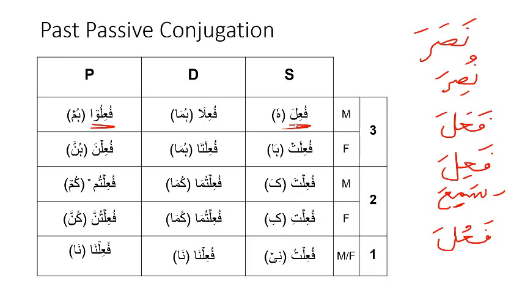But when we have the passive tense, we will always have this form fu'ila. So the passive tense of nasara would be nusira. The passive tense of sami'a would be sumi'a. The passive tense of karuma would be kurima. So the point is, no matter what form the active tense verb has, the passive will always have the form fu'ila. The first letter has the dhamma, second letter has a kasra, and third letter has a fatha. And then this conjugation is something you need to learn.